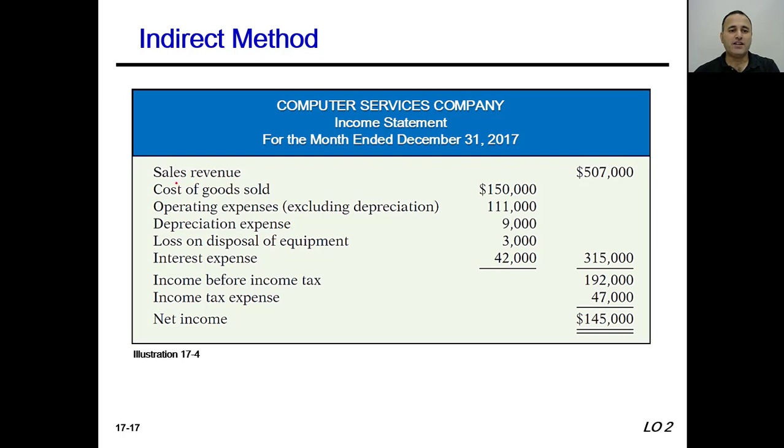So what the indirect method does, suppose your sales revenue is $507,000. These are the costs involved. The cost of goods sold is 150, operating expenses 111, $9,000 is depreciation, and then the total expenses, including the interest expense, is 350. So the net income before taxes is $192,000. The income tax is $47,000, and your net income is $145,000. So this is our starting point.